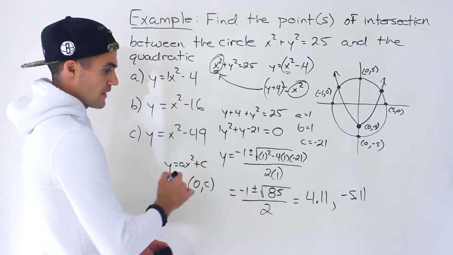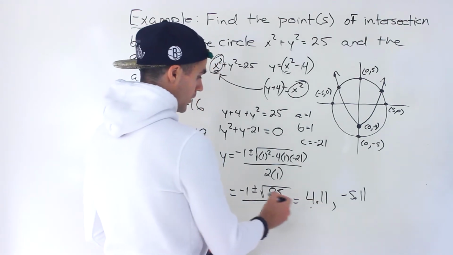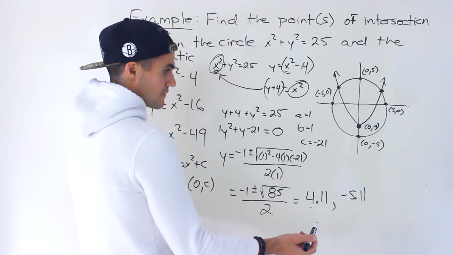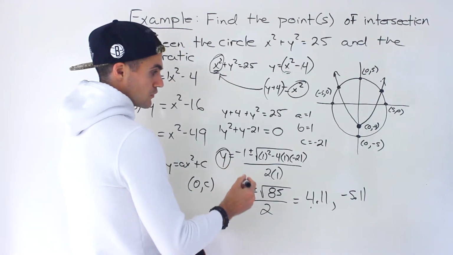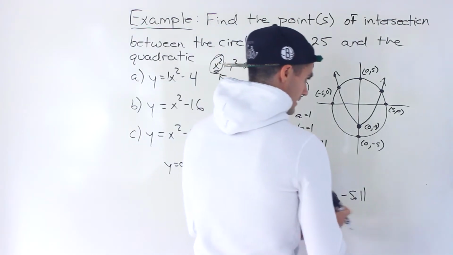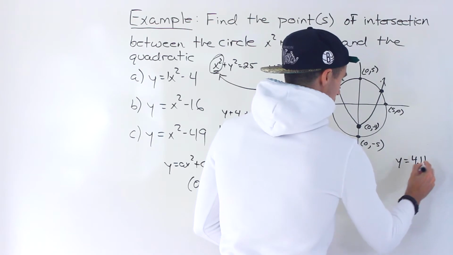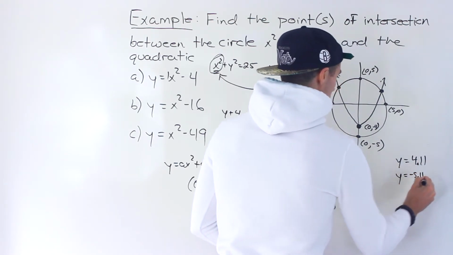And when you do that algebra, negative 1 plus root 85 over 2, you'd end up with 4.11. Negative 1 minus root 85 over 2, you'd end up with negative 5.11. And remember, these are the y values that we are solving for. So I'm going to write that, let's keep track of it here. So we have one solution, y equals 4.11. Then we have another solution, y equals negative 5.11.